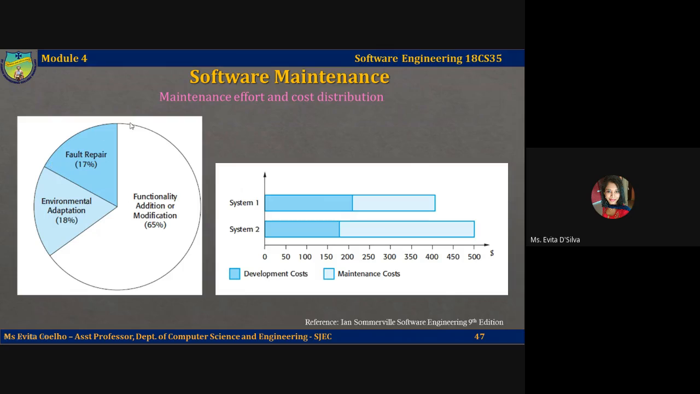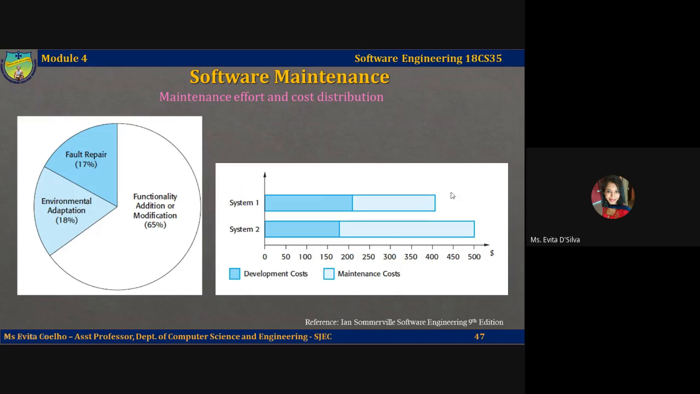So, fault repair comes with the least maintenance cost, and environmental adaptation is more or less the same. And the most expensive is when a functionality addition is required, or when the system requirements change in response to organizational or business changes.